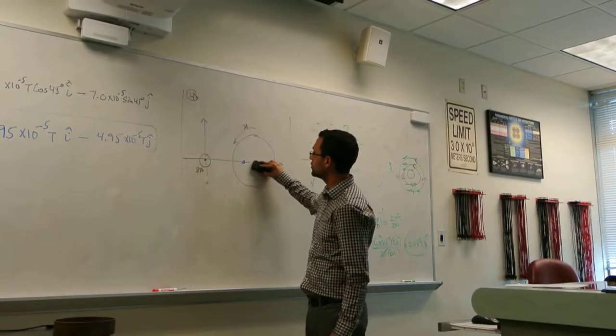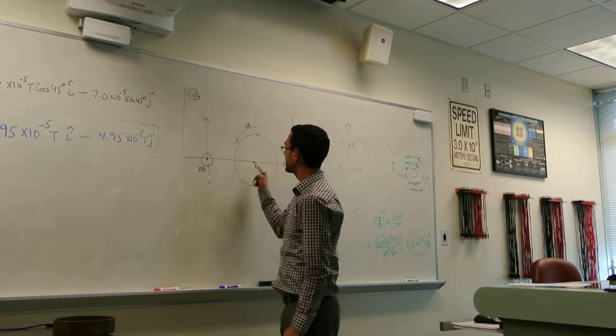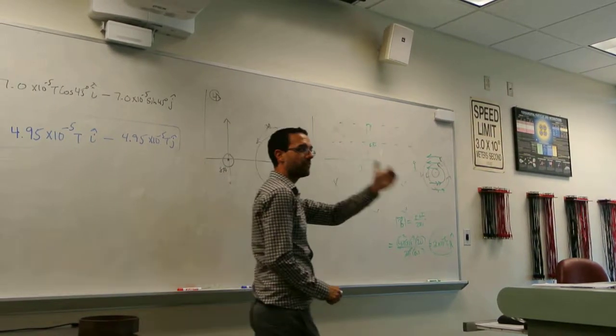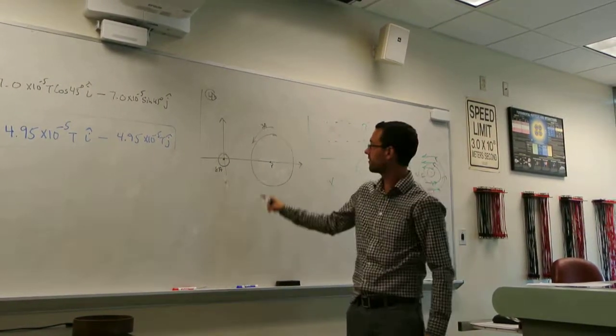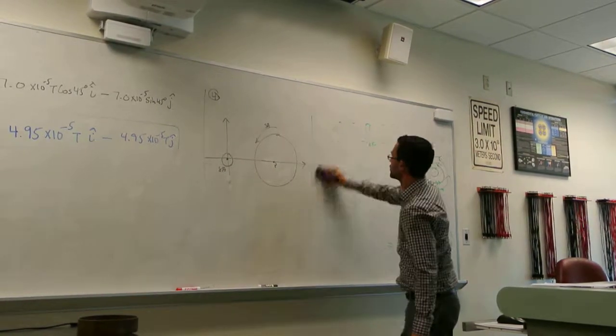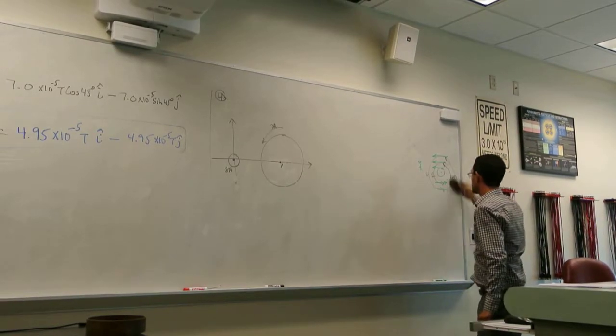So this is a two-stage type of problem where I first have to calculate the magnetic field generated by these two currents at point P. And then I have to figure out how much force that magnetic field is going to put on the electron that is actually at point P and it's moving. So let's first figure out the magnetic field generated by those two wires.